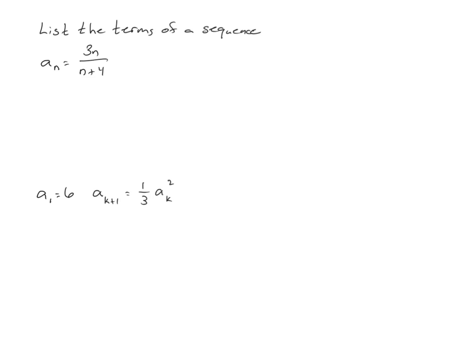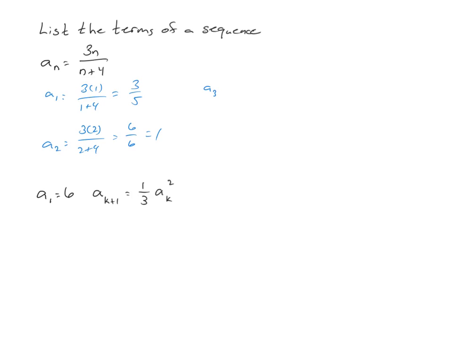So let's take a look at the first one here. A sub n is 3n over n plus 4. So I want to list off the terms of the sequence. I'm going to find a sub 1. A sub 1 means I put 1 in for n. So I get 3 times 1 over 1 plus 4, so I get 3/5. I want to find a sub 2. I'll have 3 times 2 over 2 plus 4, which in that case is going to give me 6 over 6, which is 1. And I can just do that for further terms.